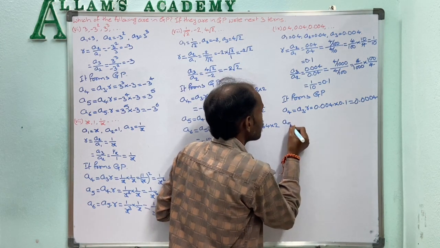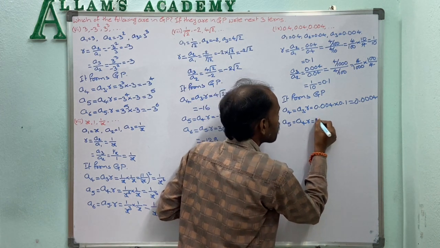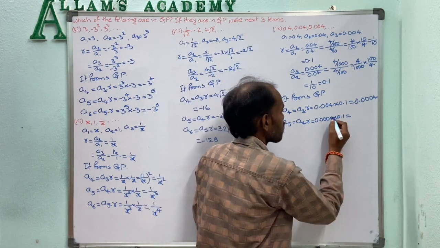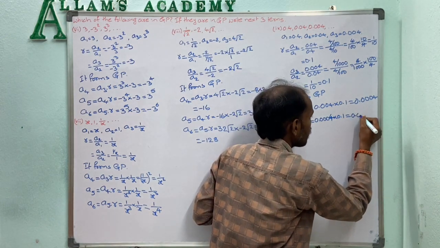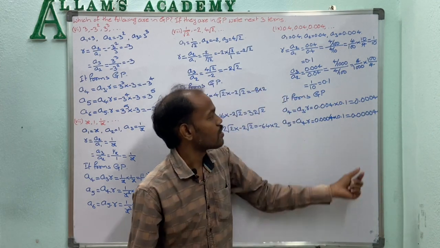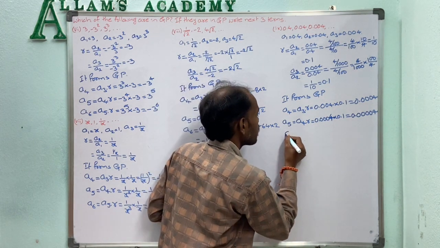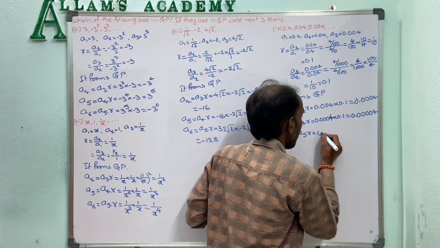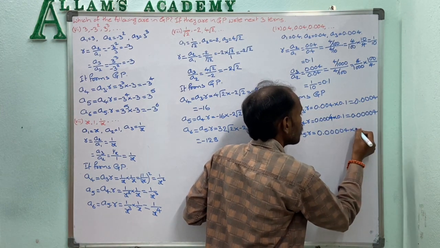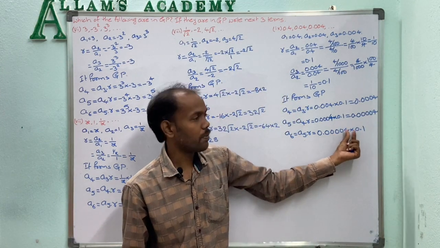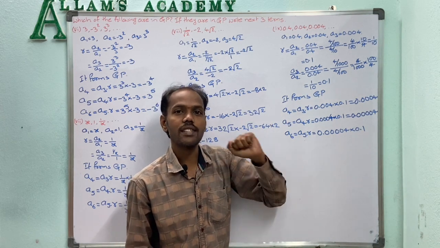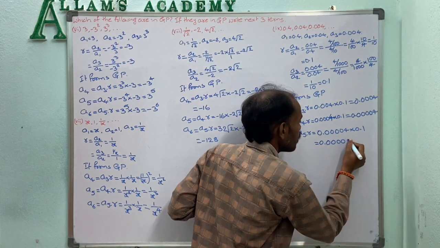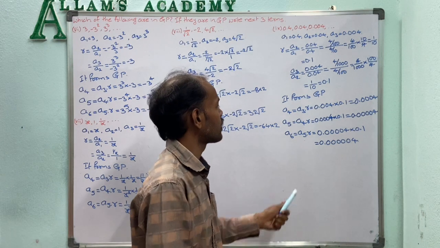Now the fifth term a5 is a4 into r. The fourth term is 0.0004 into 0.1. Here 4 digits and here 1 digit, that means a total of 5 digits after the point. So 0.00004. Next the sixth term a6 is a5 into r. The fifth term is 0.00004 into 0.1. Here 5 digits after the point and here 1 digit, that means a total of 6 digits after the point. 4 ones are 4. That means 0.000004, the sixth term of the GP.